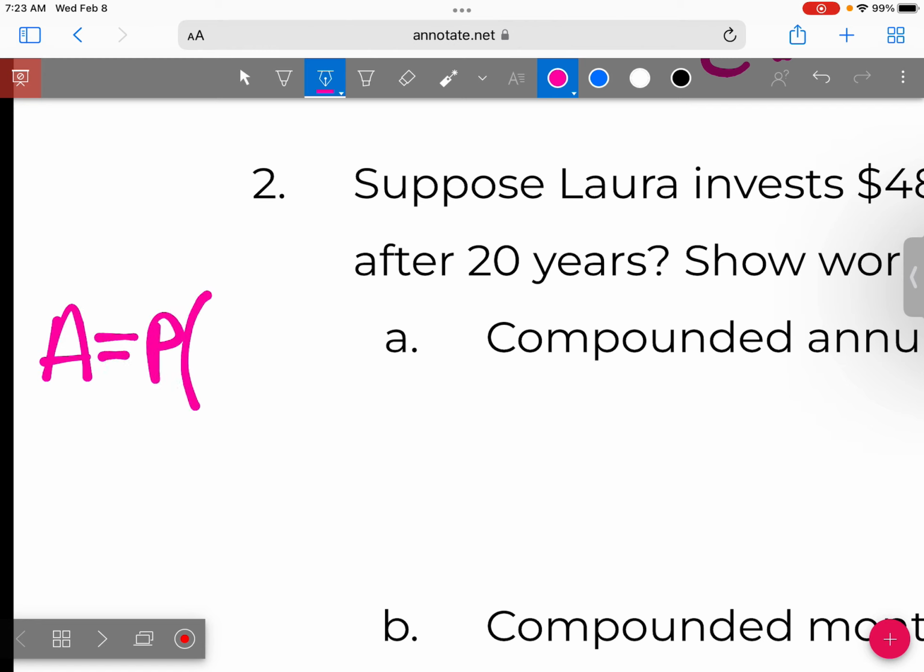P. Oh wait, real quick. Our formula that we always plug things into first. Oh, did I put it up there? Oh, just kidding. Ignore that. Never mind. I didn't realize I put it up there. So, okay, you guys have it.